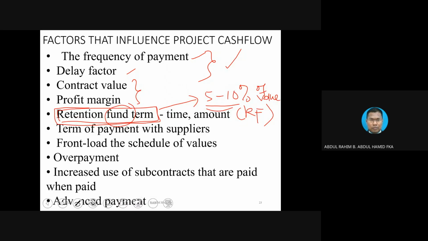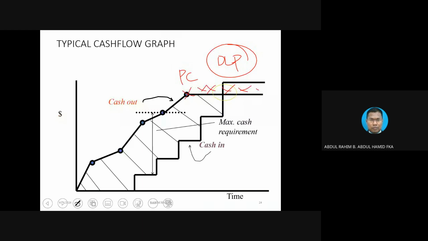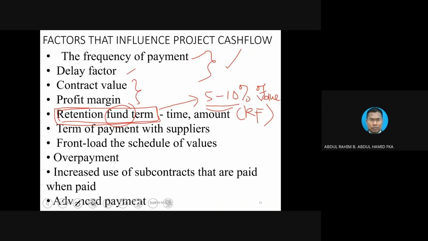Okay, so if we do have retention fund mentioned in the contract, we need to take it into account when we calculate or come up with the cash in graph. So meaning to say the cash in graph is going to look lower here like this. See? Meaning to say now the gap is getting wider between cash out and cash in because of some money being withheld by the client. See, that is the issue.